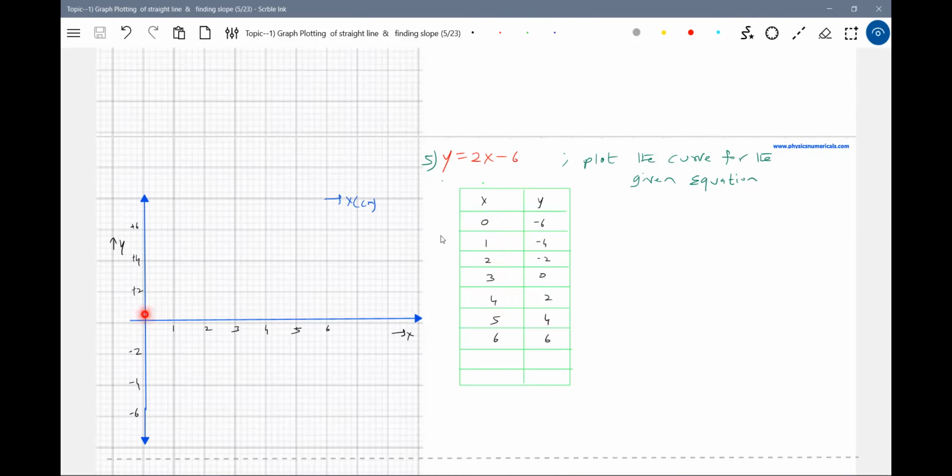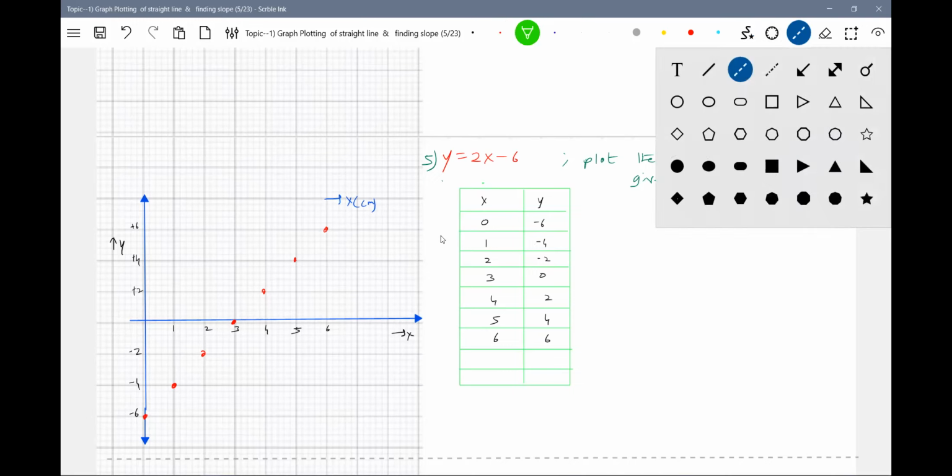Again, choose on the x-axis 1 unit as 1 centimeter, and on the y-axis 1 unit as 2 centimeters. Then the corresponding points: x equals 0, y will be minus 6. X equals 1, y will be minus 4. X equals 2, y will be minus 2. X equals 3, it will be 0. X equals 4, it will be 2. X equals 5, it will be 4. X equals 6, it will be 6.